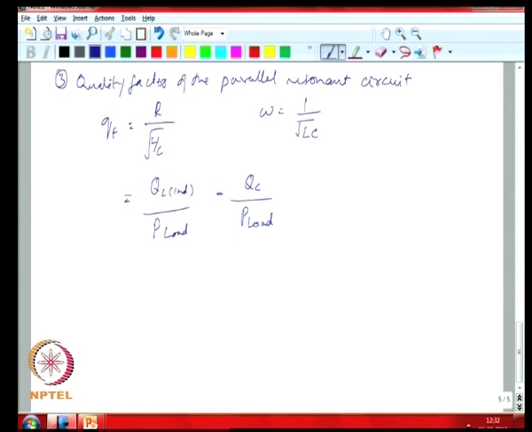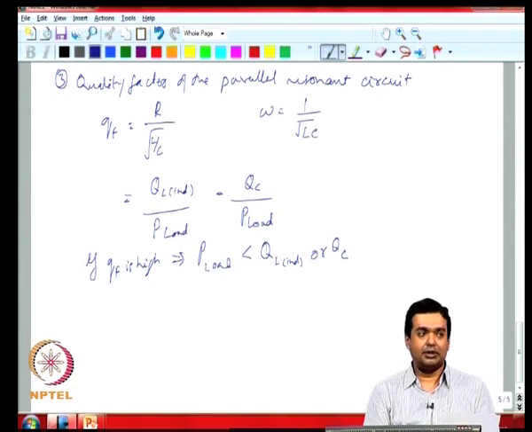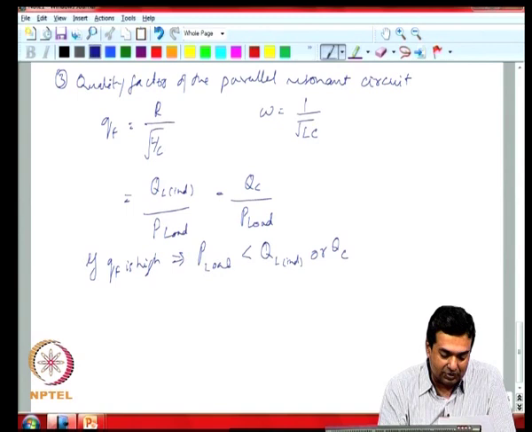So, in a situation where QF is high, what this implies is your P load is less than your Q of your inductor or Q of your capacitor. It means that your system response is going to be dominated by your LC oscillations, and your loading, even if there is some level of loading mismatch, your exponential term, which is essentially your damping term, may not be the dominant term in your overall response in the time frame required in your analysis.